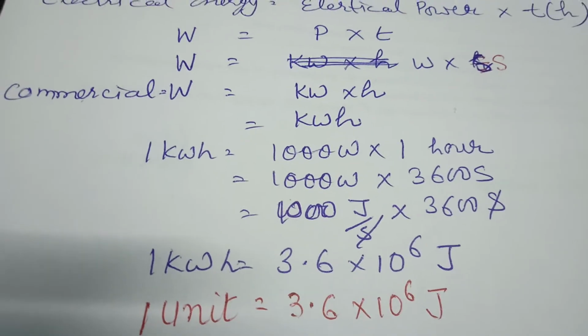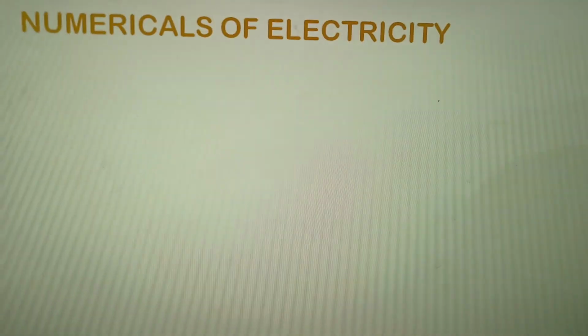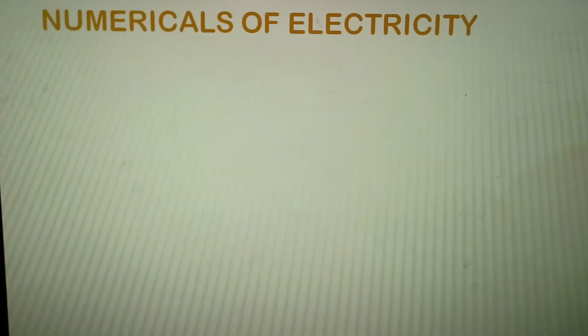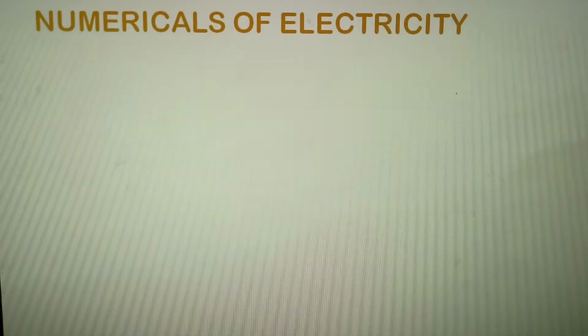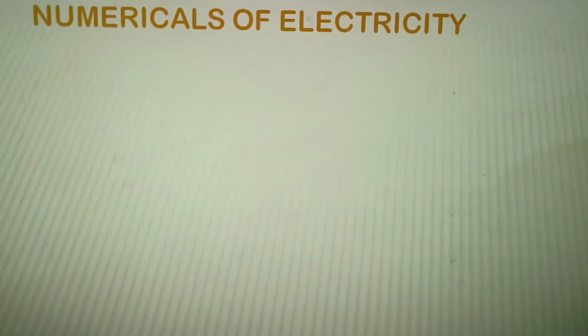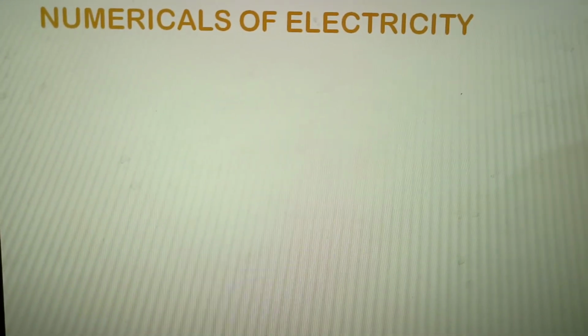Now we are going to discuss some numericals of electricity. I will share this slide, this PPT, with you so that you can also see it. So here are some numericals of electricity. First of all, I will give you some tips on what things you have to keep in mind when doing the numericals of electricity.